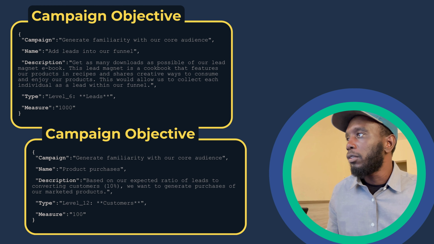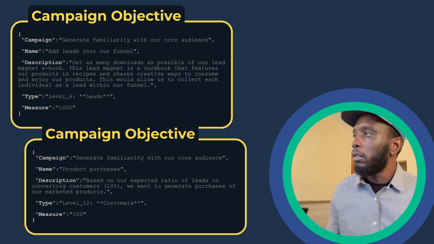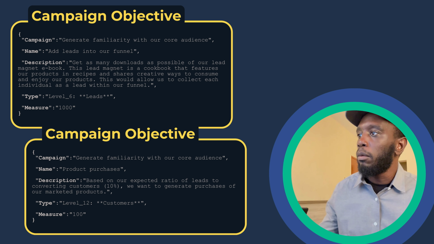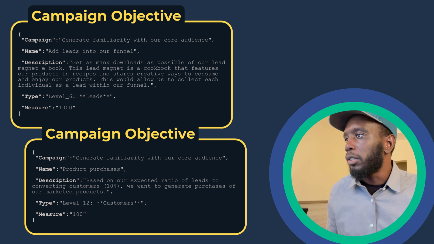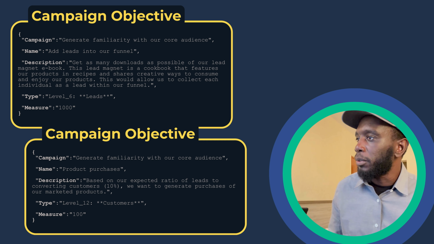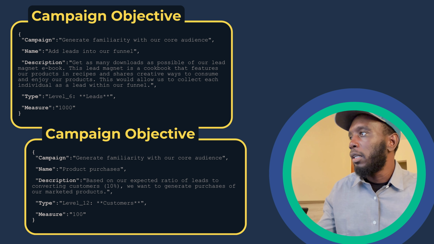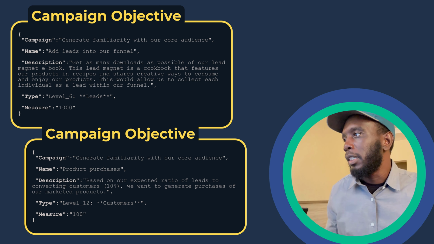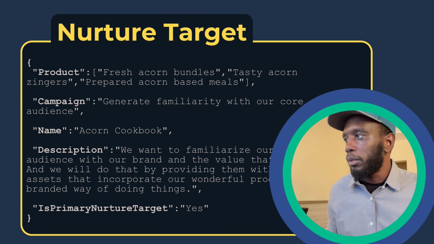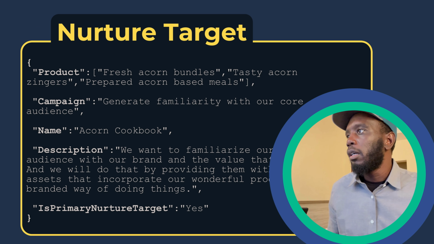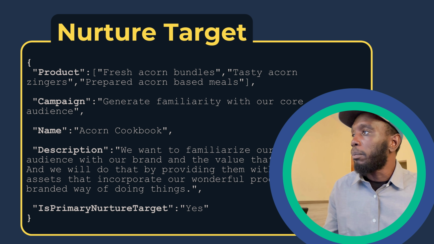Then our campaign objectives, we've got 2 of them. Again, it references the campaign itself, and then a name for each objective, add leads to our funnel. The second one is to earn product purchases based on our expected ratio of leads to converting customers, which is 10%. We want to generate purchases of our marketed products. And the success measure for that is 100 out of the 1,000 target leads that we want to grab in this campaign. Pretty cool. And then nurture target here. Again, if you look at the product section here, if you remember, that was a multi-select component in the form for the nurture target.